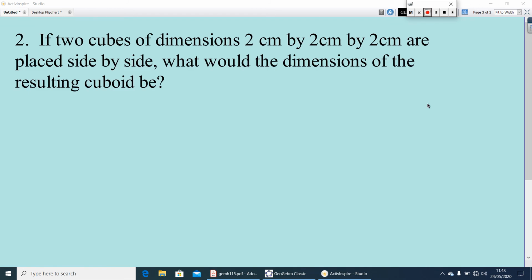Here you have another question. If two cubes of dimensions 2 cm by 2 cm by 2 cm are placed side by side, what would be the dimensions of the resulting cuboid? Here 2 cm by 2 cm by 2 cm means length is 2, breadth is 2 and height also 2. Now what you have to do is find the dimensions of the resulting cuboid. Let us see.